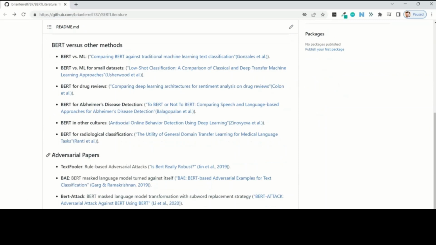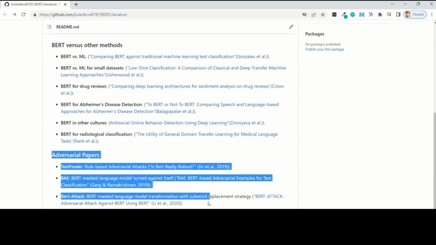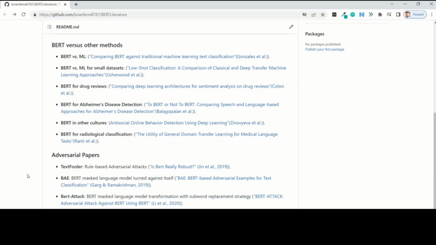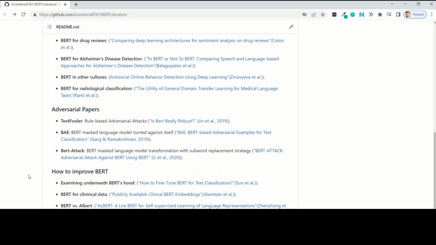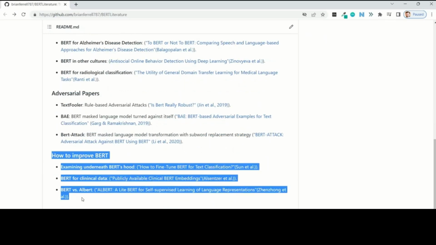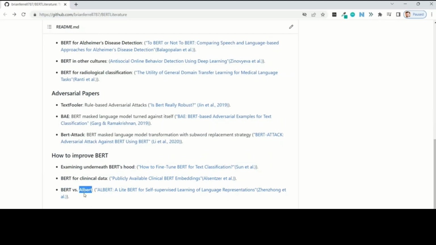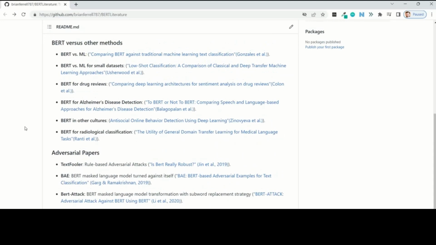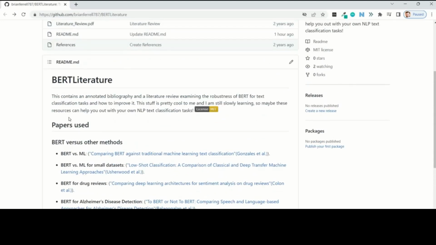The next part is going to be going over adversarial papers, which is just a way to try to make BERT trip up, essentially, and mess up. And then very, very briefly going into how you can improve it, and what other models are out there that could be better and more trained specifically for your domain, right?